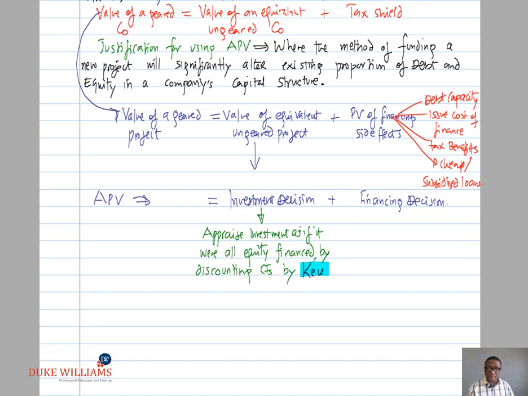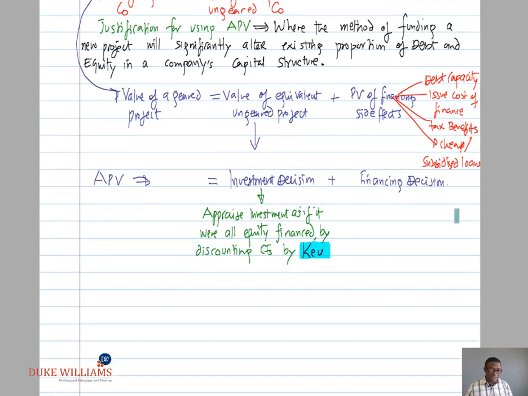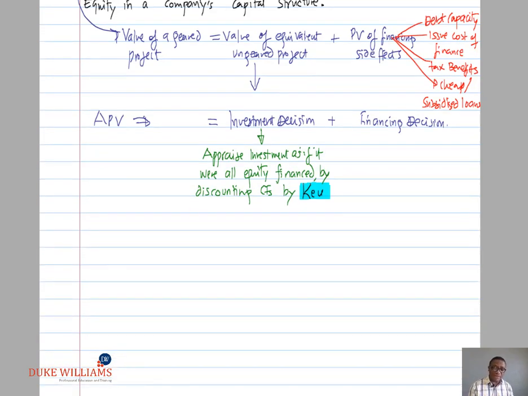This is very, very important. Cost of ungeared equity. Now, earlier on, we said this cost of ungeared equity, there are two means by which we should be looking for this. Under the capital asset pricing model, we said this cost of ungeared equity is the risk-free rate plus equity risk premium. Then what we need is the asset beta.